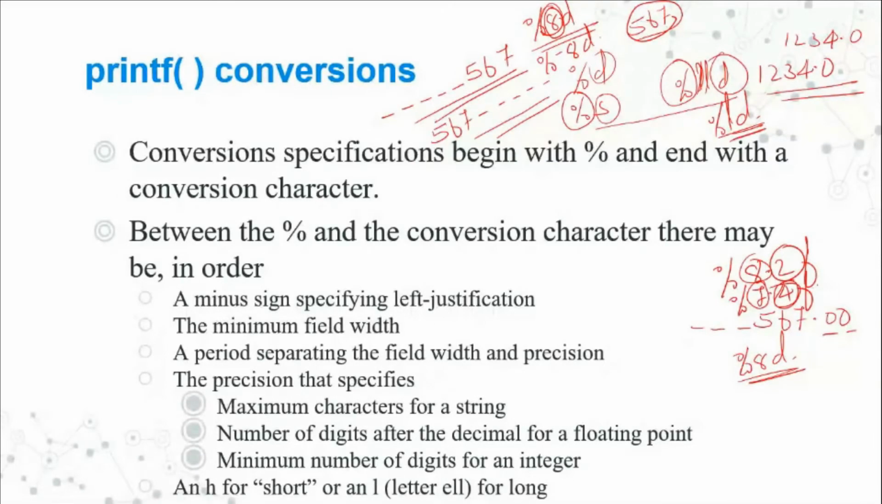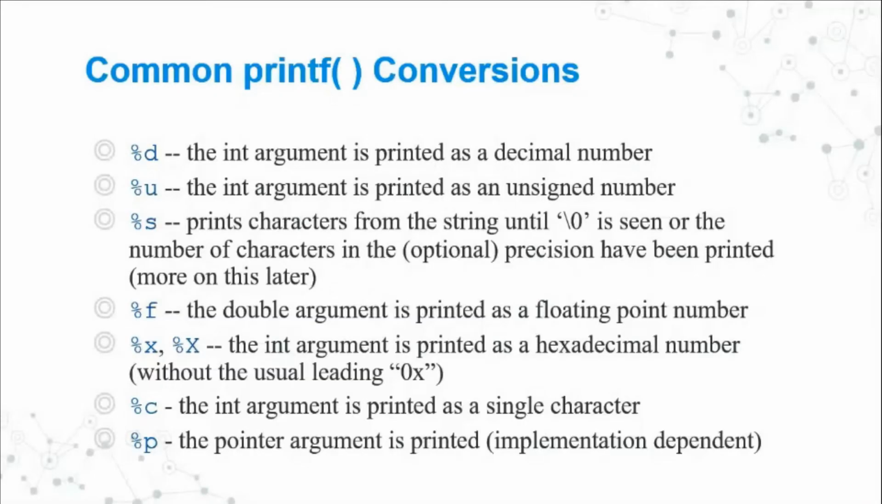So these are the common printf conversions. We have already seen the format specifiers, the characters starting with a percentage symbol, not the escape sequences. So it is %d: the integer argument is printed as a decimal number.